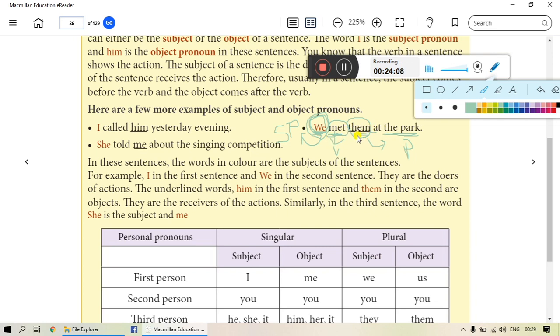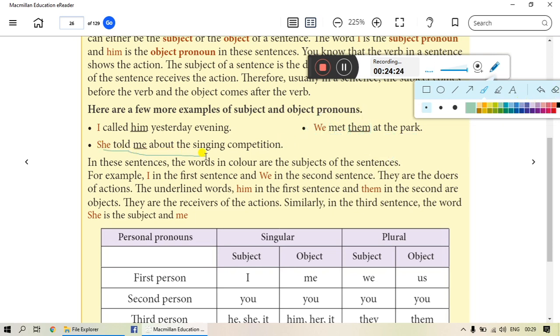किससे मिलने जा रहे हैं? Them से. So it's the object. The meeting is being done for them or with them. That is why it's the object. Let's move on to the next example.